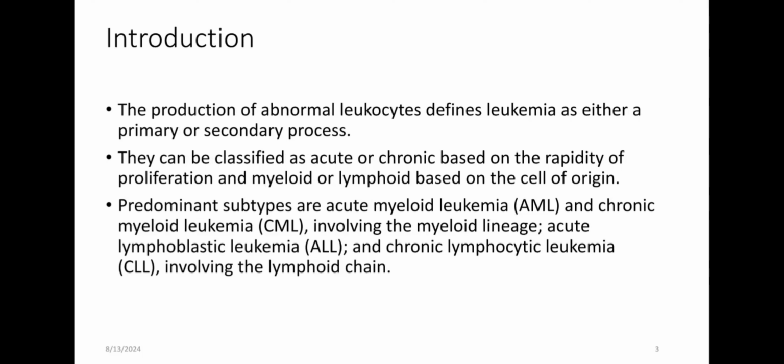The production of abnormal leukocytes defines leukemia as either a primary or secondary process. They can be classified as acute or chronic based on the rapidity of the proliferation, and myeloid or lymphoid based on the cell of origin. Predominant subtypes are acute myeloid leukemia and chronic myeloid leukemia, involving the myeloid lineage, and acute lymphoblastic leukemia and chronic lymphocytic leukemia. These involve the lymphoid lineage. Then there are also other less common variants such as the mature B cell and T cell leukemias and NK cell related leukemias.